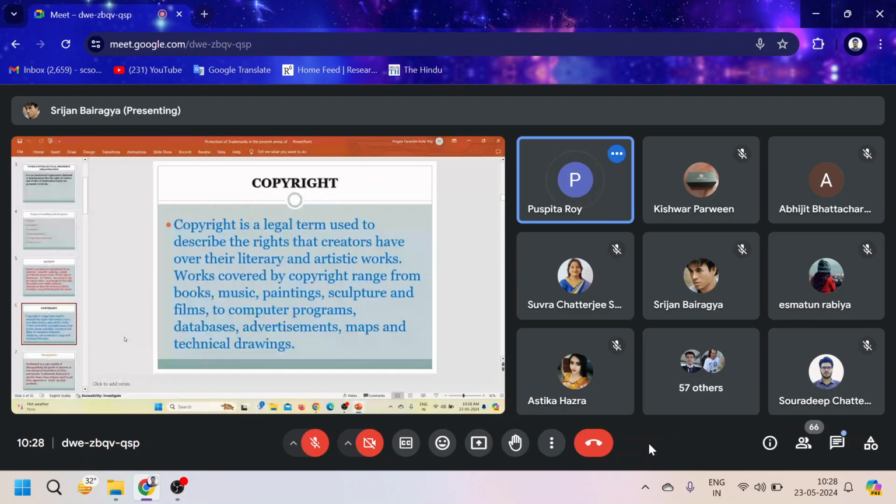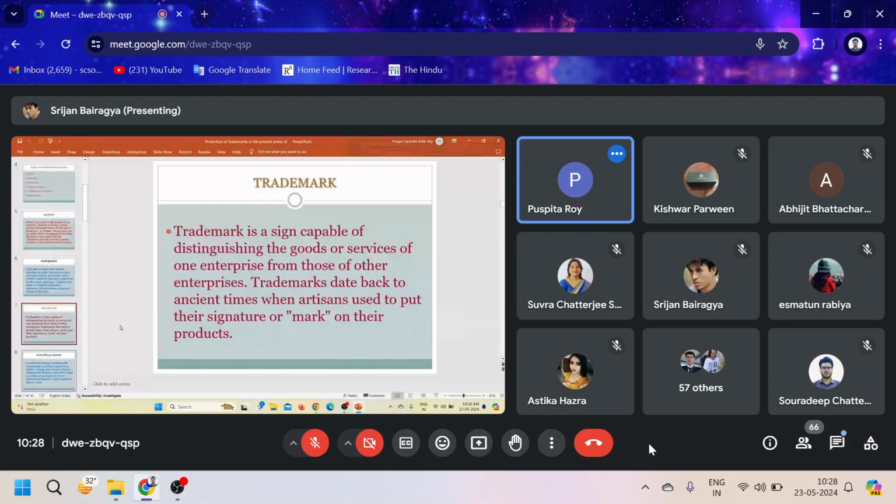Next slide. Coming to trademark. Actually, I will be dealing with trademark, so I'm not going into the details of trademark right now. A trademark is a sign capable of distinguishing the goods or services of one enterprise from the other. At the next slide, I will be coming into the details of trademark. Next slide, please.